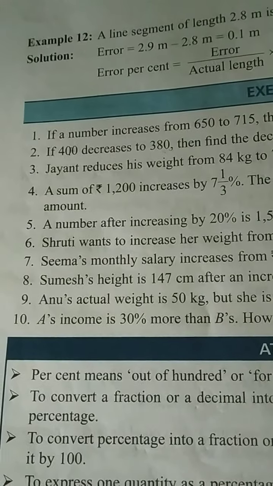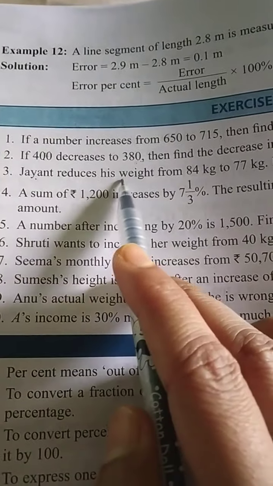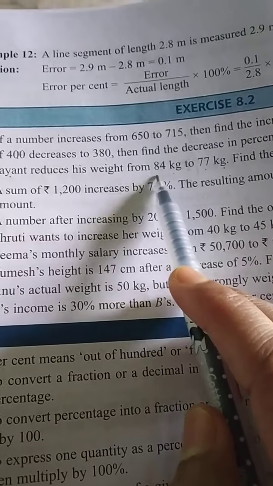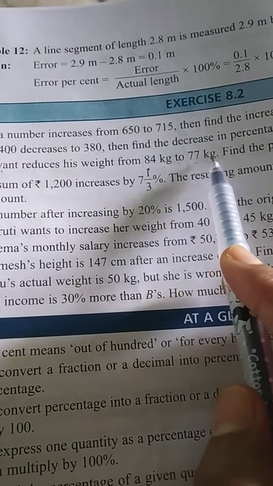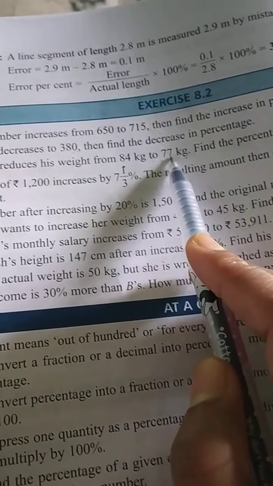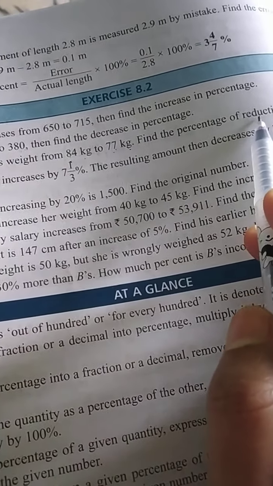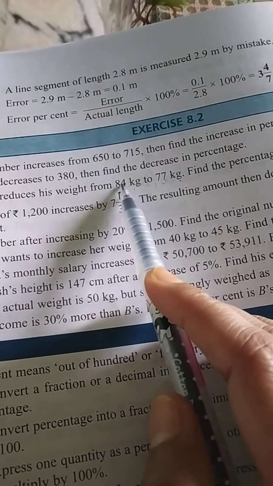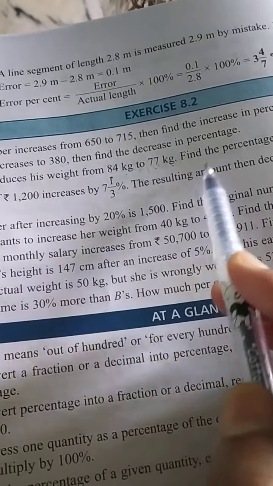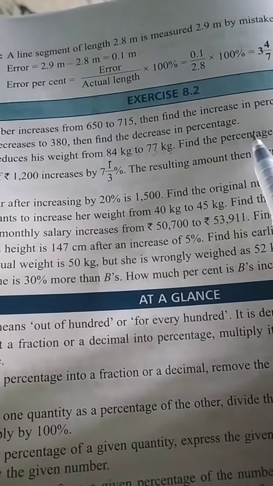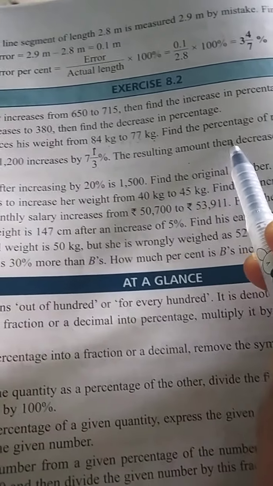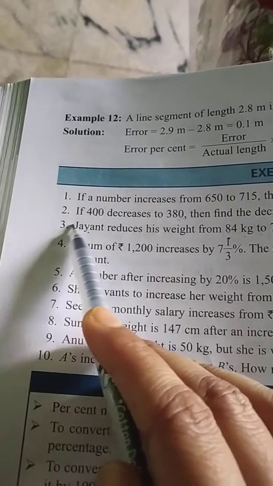Next question: Jayant reduces his weight from 84 kg to 77 kg. His original weight was 84 kg, but it reduced to 77 kg. This is the original value, this is the new value. Find the percentage of reduction. Reduction means you have to find the decrease percentage, same as question number 2. First find the decrease value: 84 minus 77. Then, in the denominator, write the original value into 100 percent. This is your homework, question number 3.